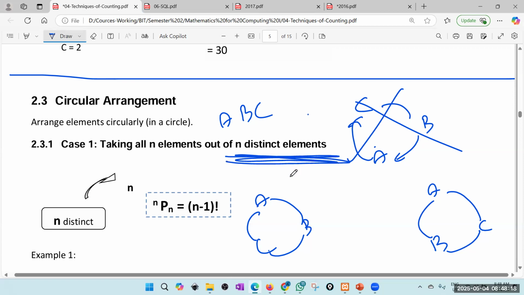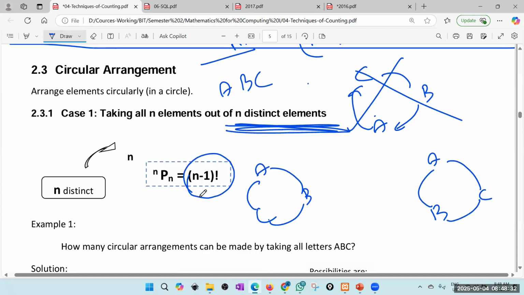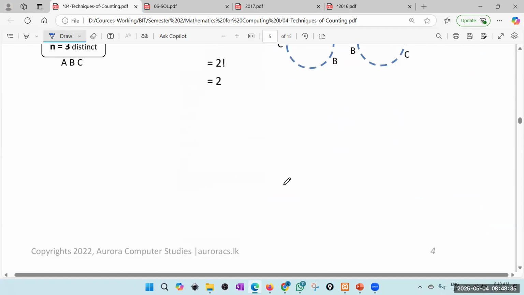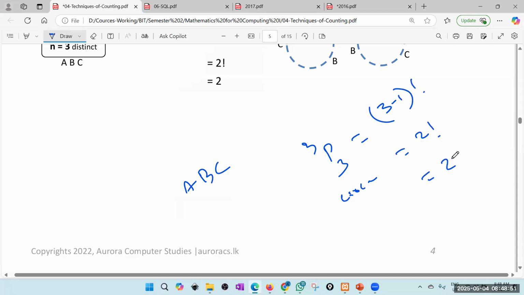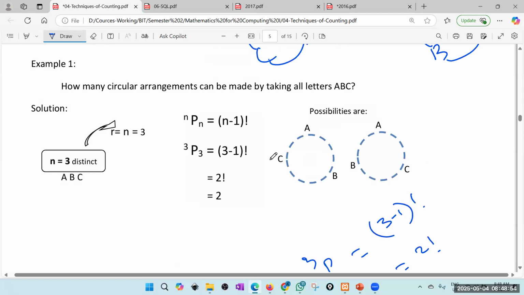Okay. Right. So again, mathematicians found that if you have n distinct elements, and you take all n elements and arrange in a circular manner, it is factorial n minus 1. If it is linear, factorial n. If it is circular, factorial n minus 1. Okay. That you can use at any time. For example, you have A, B, C. You want to arrange it in a circular way. So that is 3P3, but this is circular. So therefore it is factorial 3 minus 1, which is factorial 2. That is 2. Yes, we have only two ways. All the other ways are actually one of these ways when you rotate.